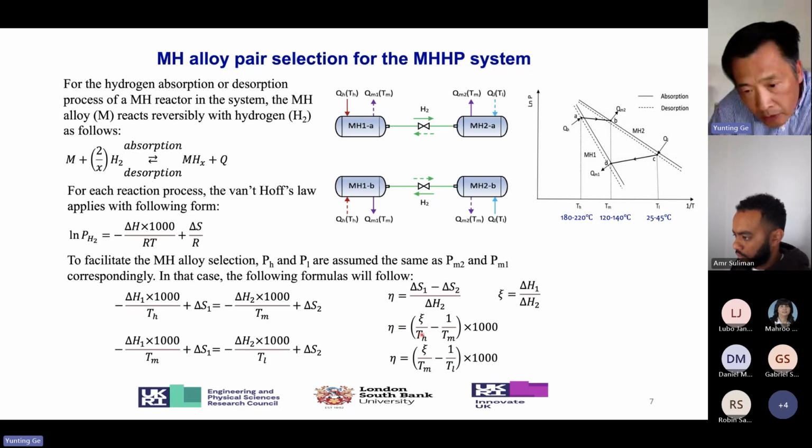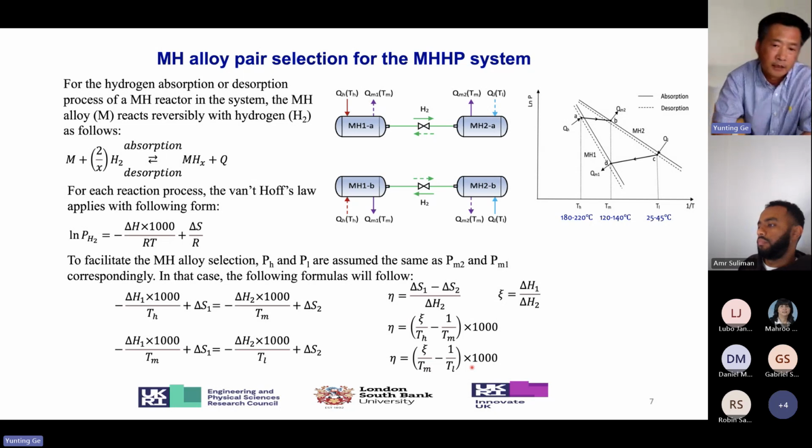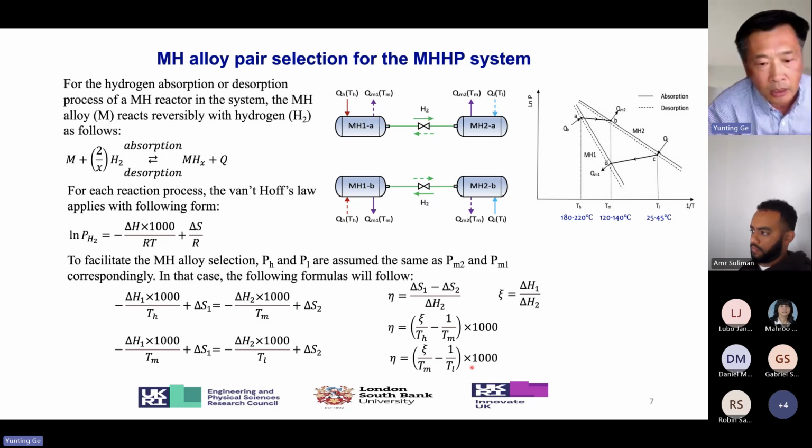Th is the high grade heat input temperature, and Tm is the medium temperature heat output. If I have constant temperatures of Tm and Th, you can see the linear relation between theta and delta, and similarly for this one. So we use this to identify the applicable metal hydride alloy.